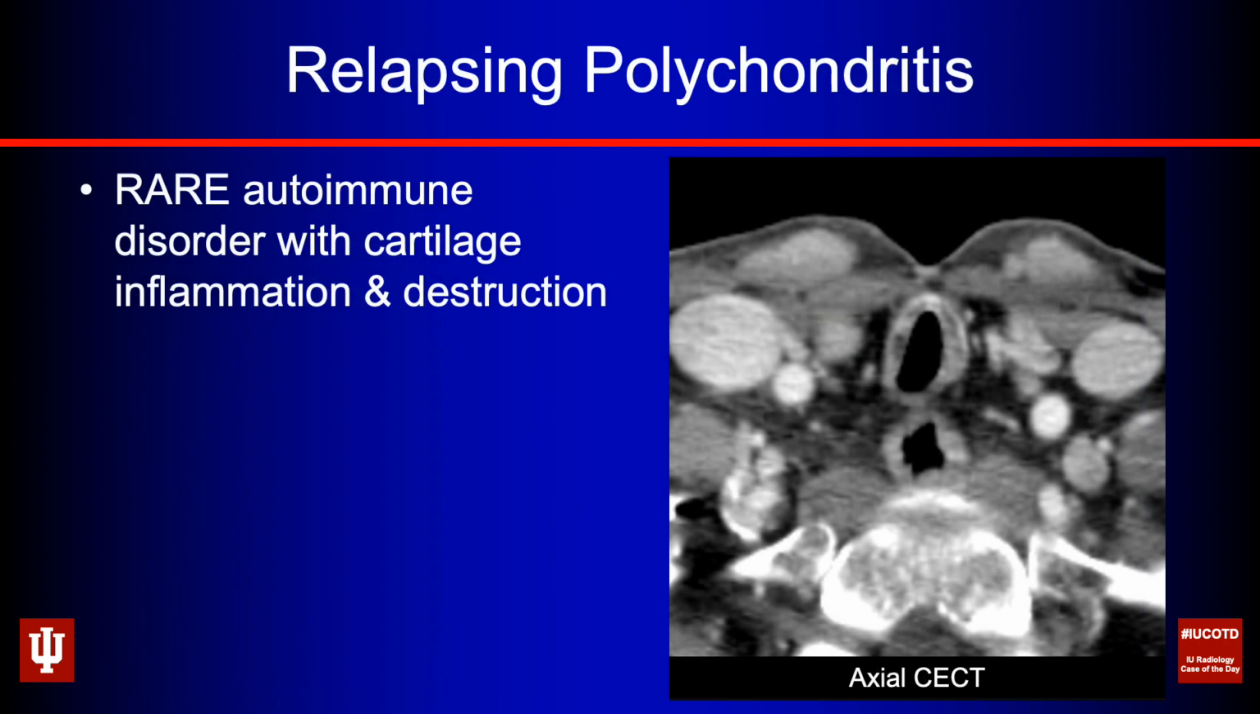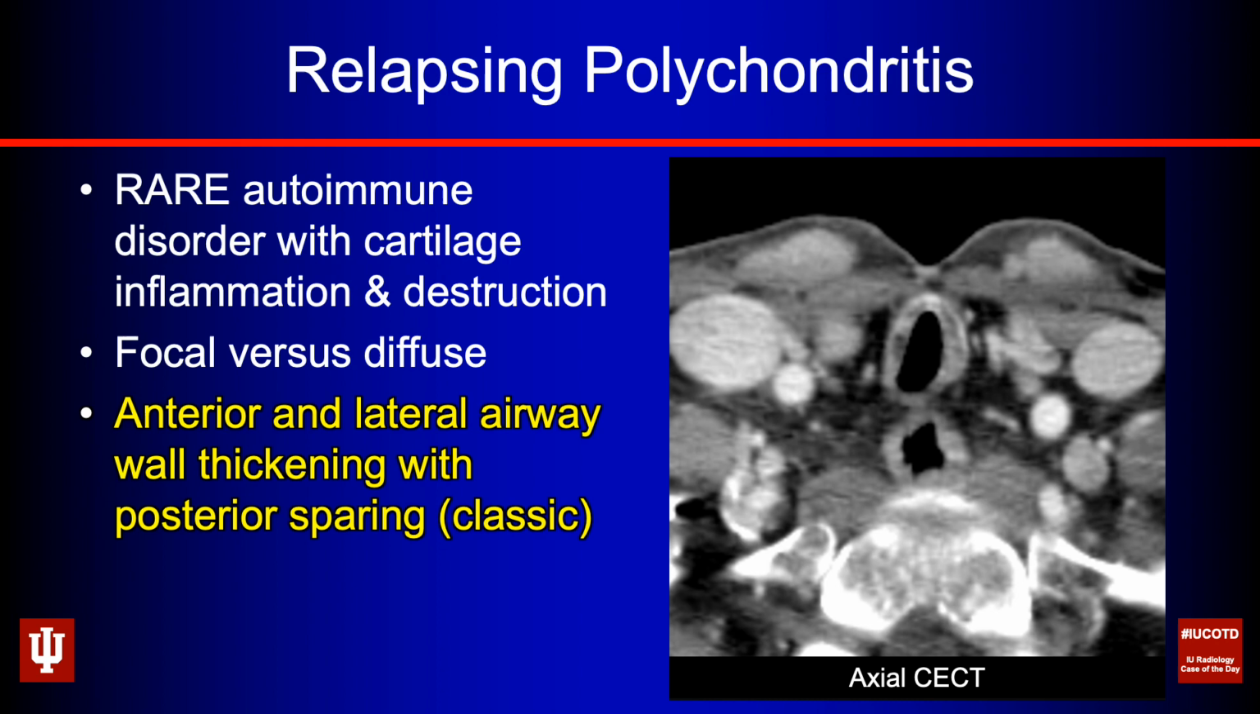Next diagnosis is relapsing polychondritis. This is a rare diagnosis, and it's an autoimmune disorder in which patients have recurrent cartilage inflammation, and eventually, most commonly, it leads to cartilaginous destruction. It can be a very focal process, or it can be a very diffuse process. It can affect multiple different cartilages within the body, and certainly the trachea is one of those structures that contains cartilaginous rings, so it can be involved.